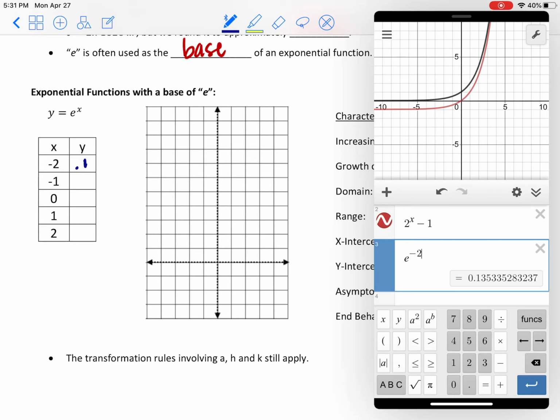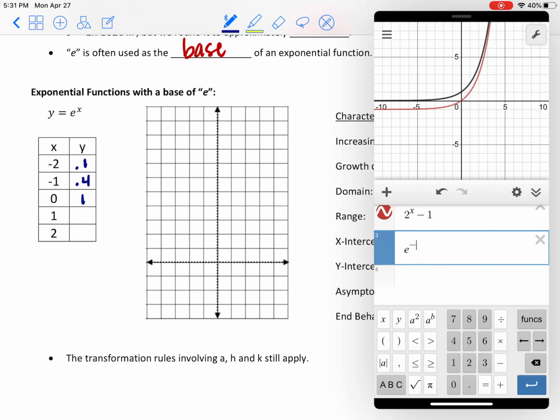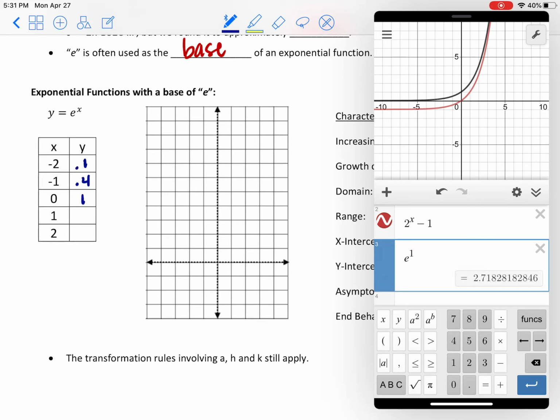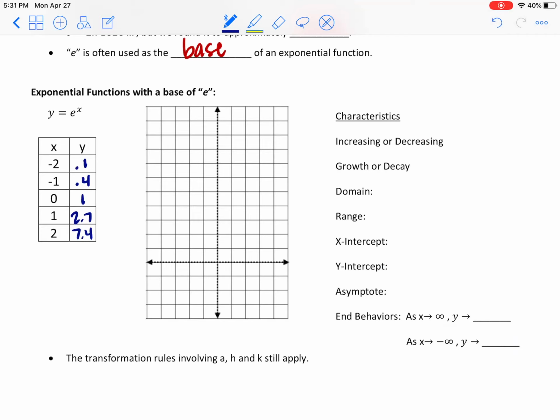If I put in e and I raised it to the -2nd power, I'm going to get about 0.14. Now, how much decimal should you keep? I don't know if you're going to be able to distinguish between 0.1 and 0.14 when you make this graph by hand. So I'm just going to say about 0.1 here. And let me change that to a -1. Then I have about 0.4 here.